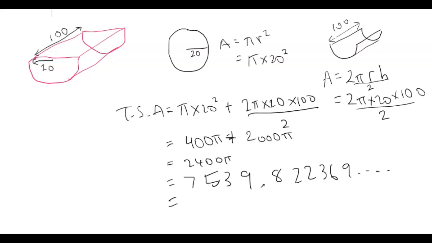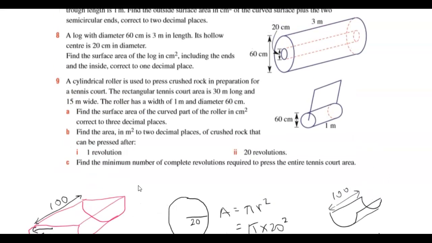Okay, so for this one, we had to round it to 2 decimal places. So what I do is I cut it at 2 decimal places and then I look at this number here. If this number is less than 5, I just leave it. If it is 5 or more, I round the 2 up to 3. So our final answer is 7,539.82 centimeters squared. All right, let's look at our next question.